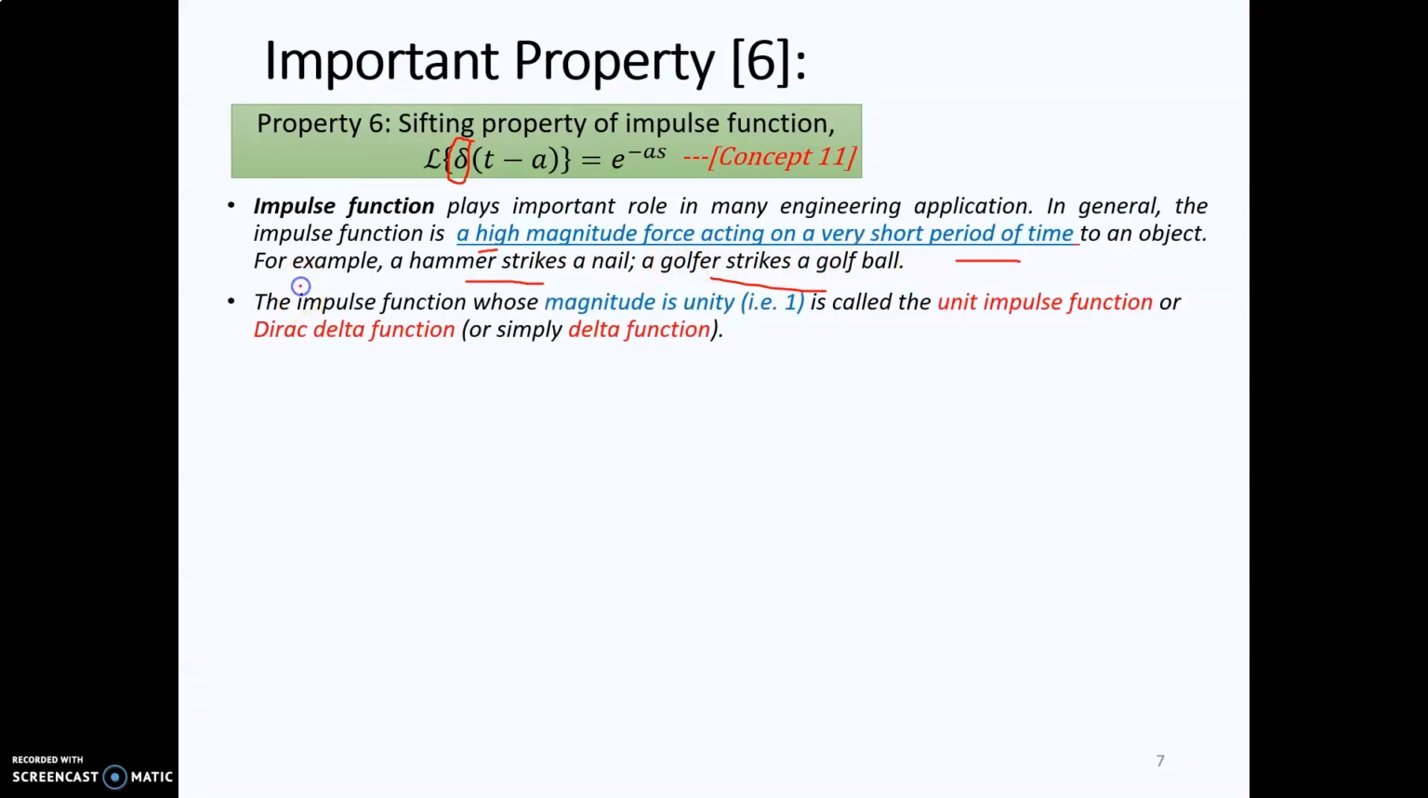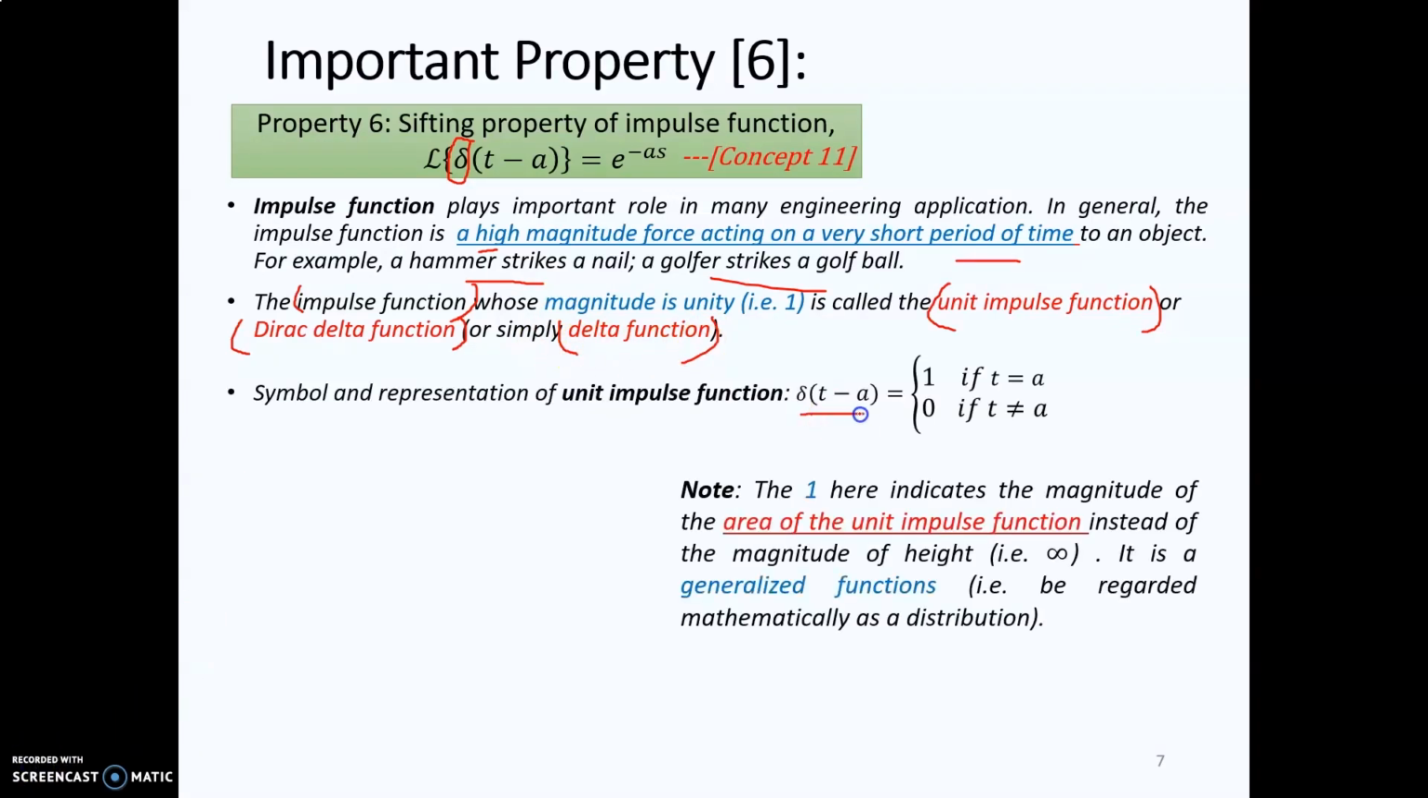ball. Besides calling it the impulse function or Dirac delta function, some books also call it the unit impulse function, unit impact function, or simply the delta function. This is the definition for delta t minus a. It means when t is equal to a, your delta is equal to 1, and when t is not equal to a, then your delta is equal to 0.